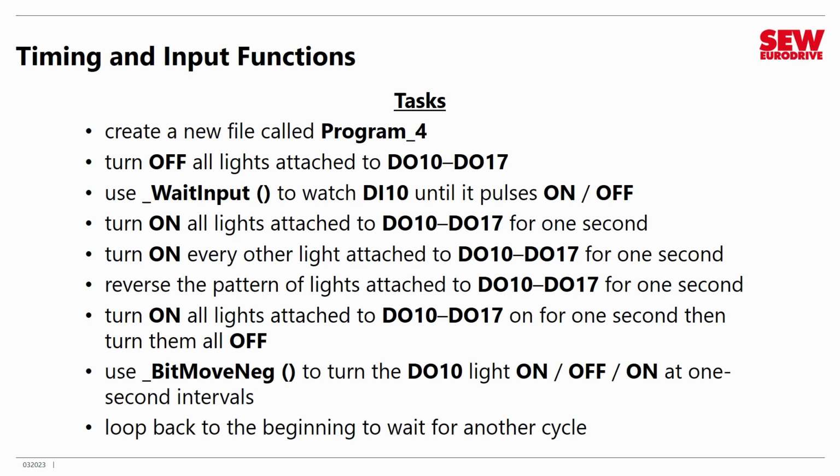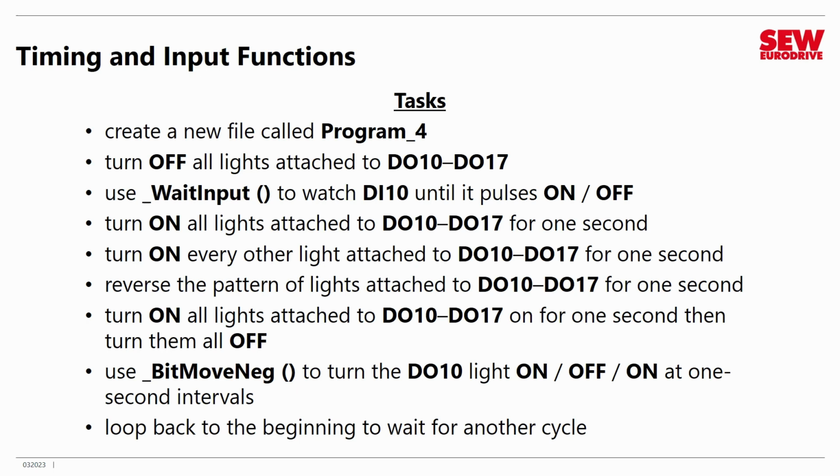As soon as that happens, turn on all the lights attached to DO10 through DO17 and keep them on for 1 second, 1,000 milliseconds. Then turn on every other light attached to DO10 through DO17 for 1 second. Then reverse that pattern of lights on DO10 through DO17 for 1 second. Turn on all the lights attached to DO10 through DO17 for 1 second, then turn them off.